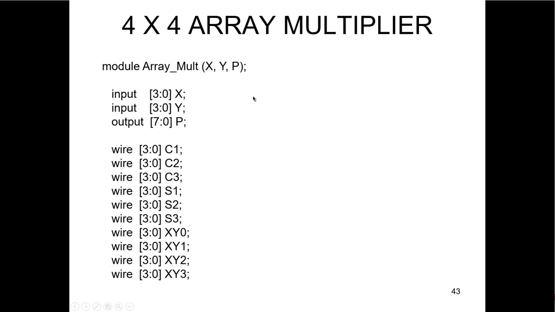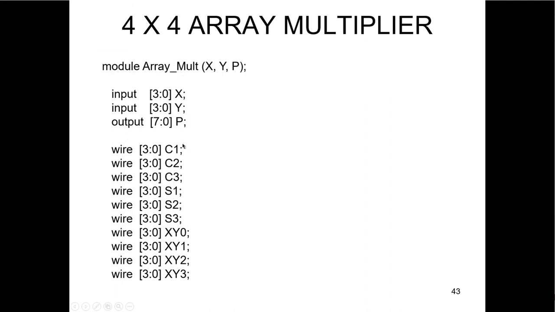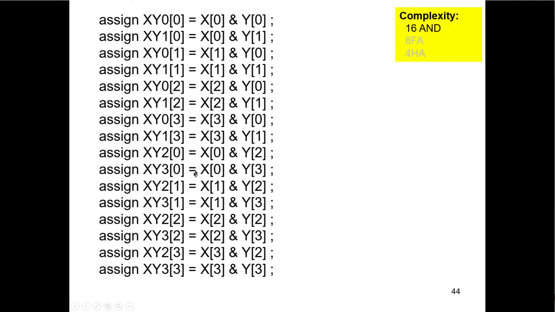We can do the Verilog code for this. So we start with 4 bits of X, 4 bits of Y, and we're going to generate 8 bits of P. All right, and so here we are. So 4 bits of X, 4 bits of Y, 8 bits of P, and then we have all these internal signals we need. And then here are our assign statements.